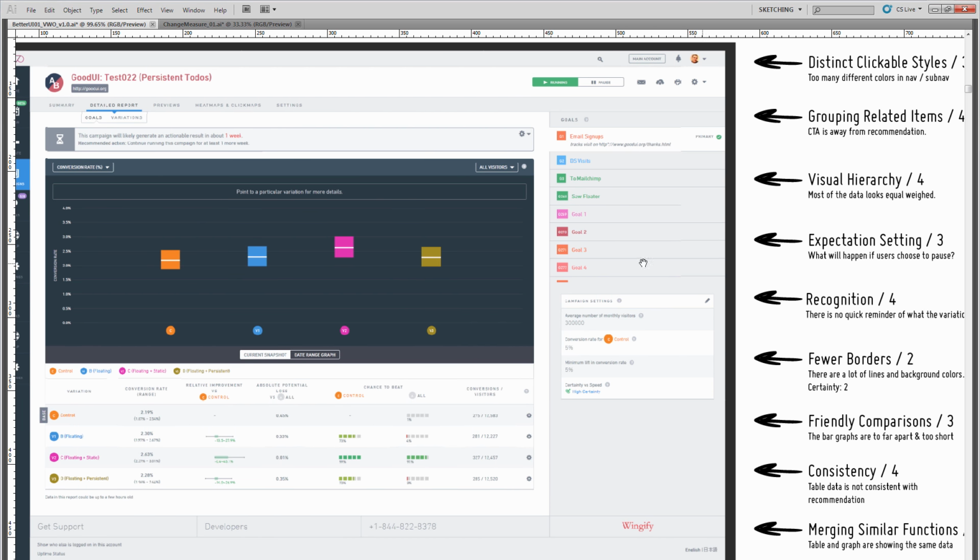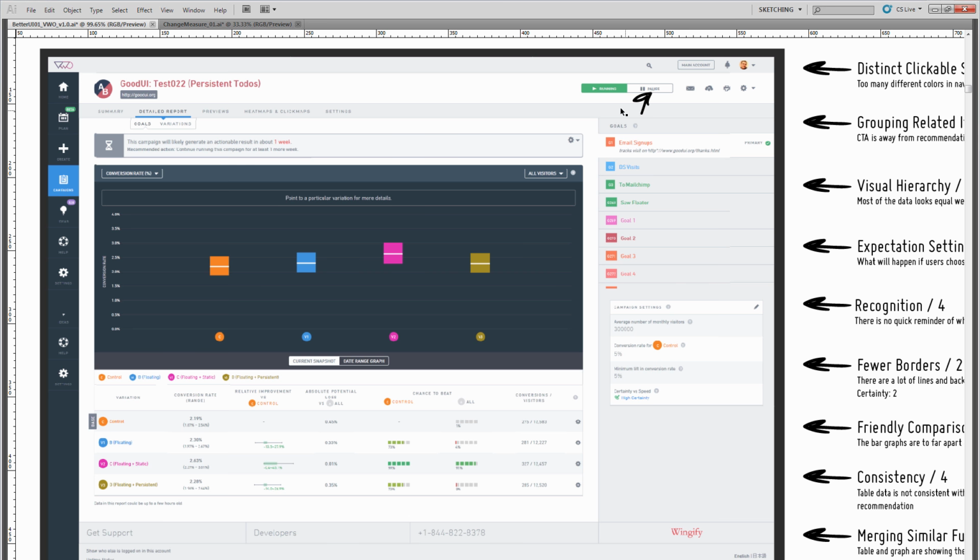Expectation setting. What's going to happen if I actually click pause? I mean, it's great. The software is recommending something, keep the test running. But what will happen if I know more than the software? The software knows what it knows based on statistics, but users could be bringing in business knowledge, past test data. They might be ready to make a decision sooner than the software is suggesting.